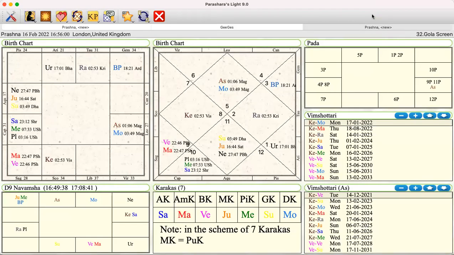I'm going to get rid of myself, and cover this up as well. So there we are. Magha is the first nakshatra of the second set of nakshatras.